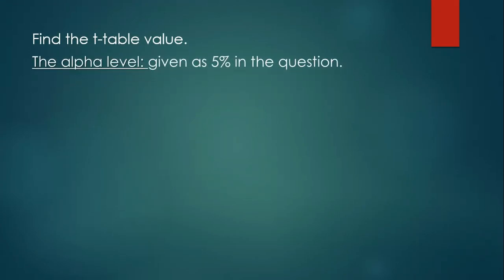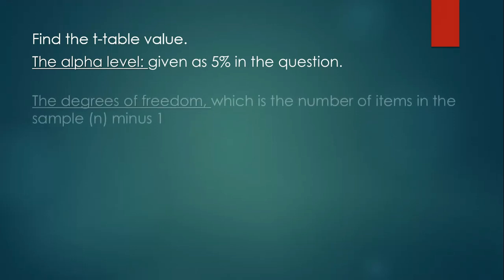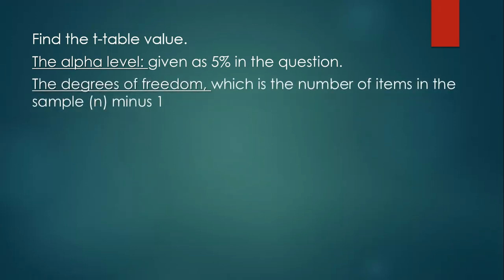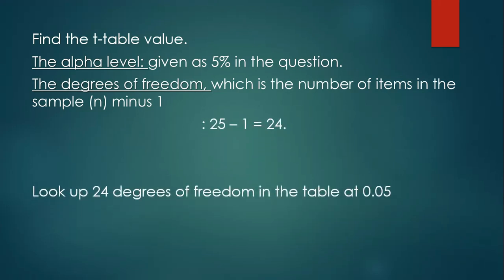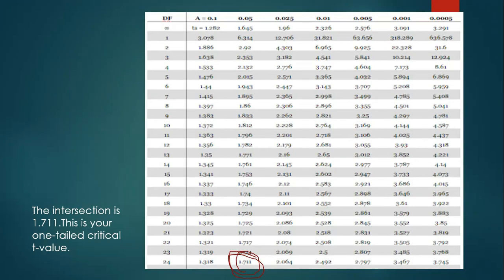The next step is we have to find the table value. The alpha level which is given here is 5%. Then we have to calculate degree of freedom, which is the number of items in the sample minus 1. Here it is 25 minus 1, that is 24. So that's the degree of freedom. Next we have to look up 24 degree of freedom in the table. From the table here we can see that the intersection is 1.711. So that's a one-tailed critical t value what we got.